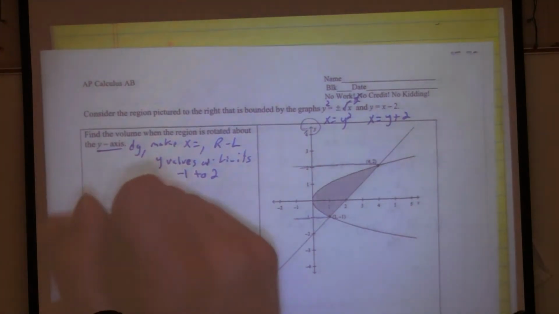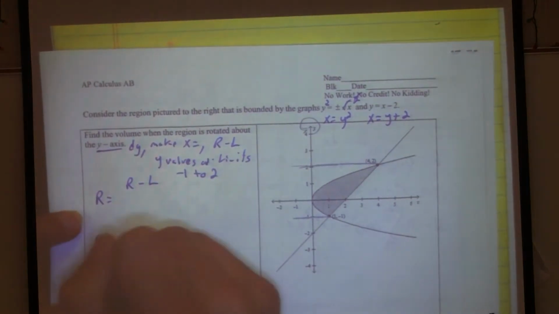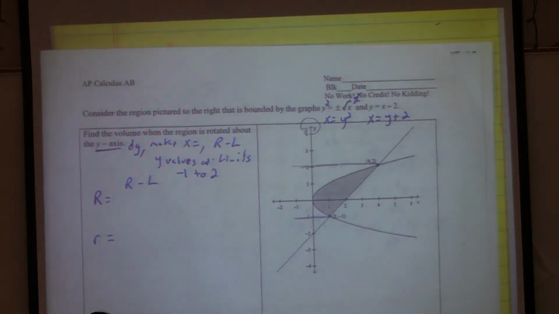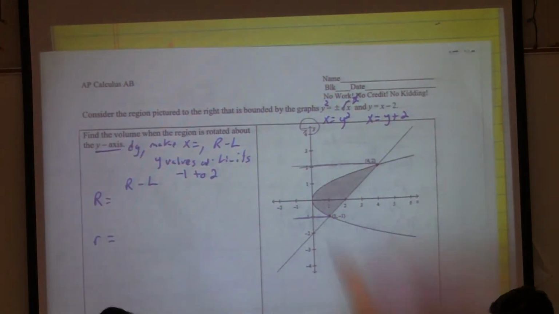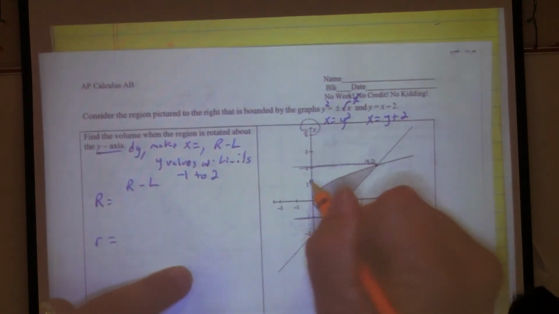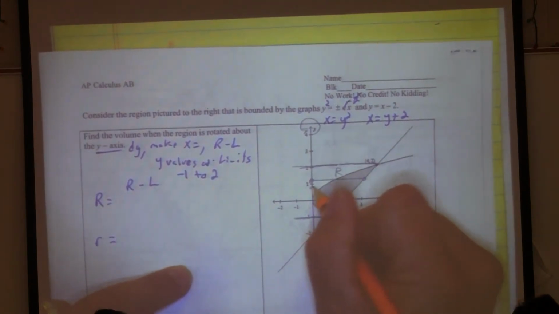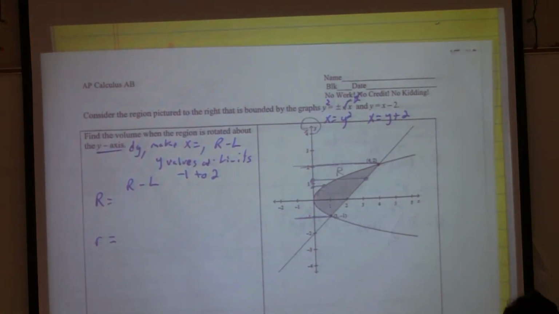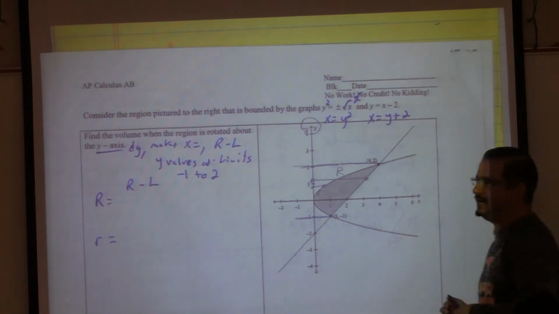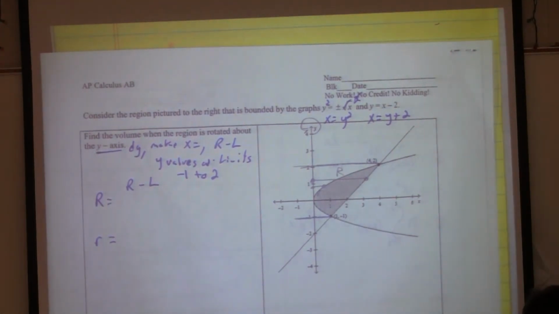So for big radius, remember we're doing right minus left for both of them. The axis of revolution is the y-axis. So we go to the axis, we go to the one furthest away, that's my big R. We go to the axis, we go to the one closest to it, that's little r. You notice that there's no way for you to do top minus bottom here. I'm going sideways, right? I have to do right minus left.